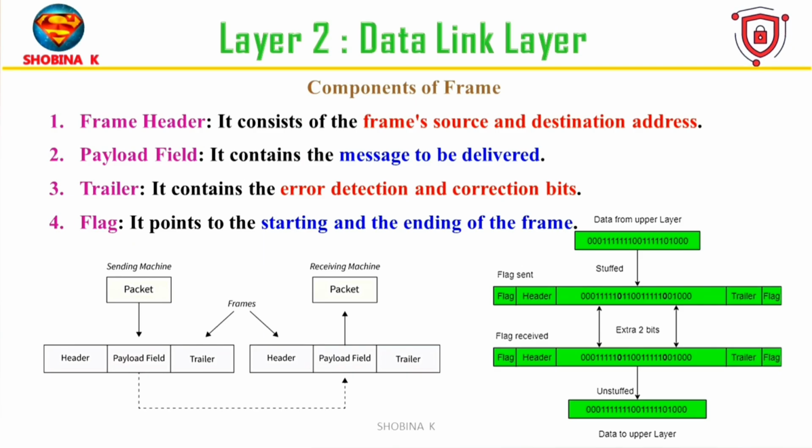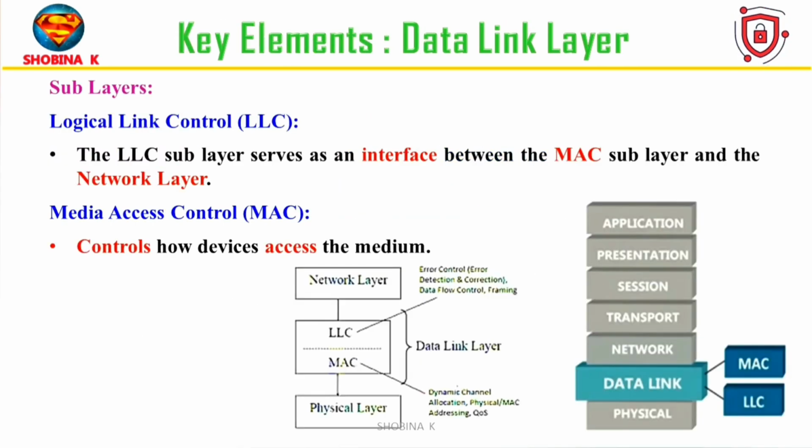Here are the components of a frame: frame header, payload field, trailer, and flag. The frame header includes the frame's source and destination addresses. The payload field includes the message that needs to be delivered. The trailer contains the error detection and correction bits. The flag points to the starting and ending of a frame. The data link layer is divided into two sublayers, which are logical link control and media access control.